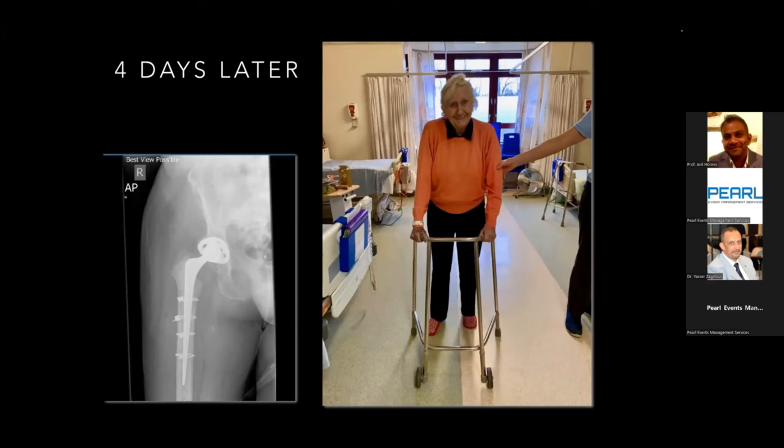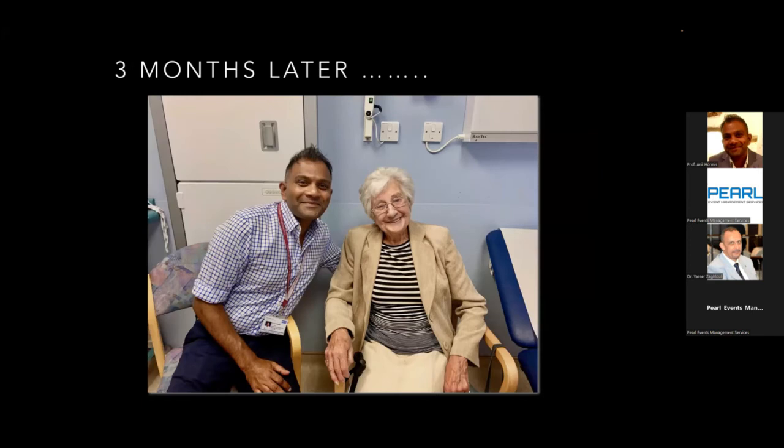This was her 4 days later. She was mobilizing on the ward. And this is 3 months later when she came back to clinic, doing very, very well with no problems at all. So this was a huge success for someone who, if we'd left, would have died.